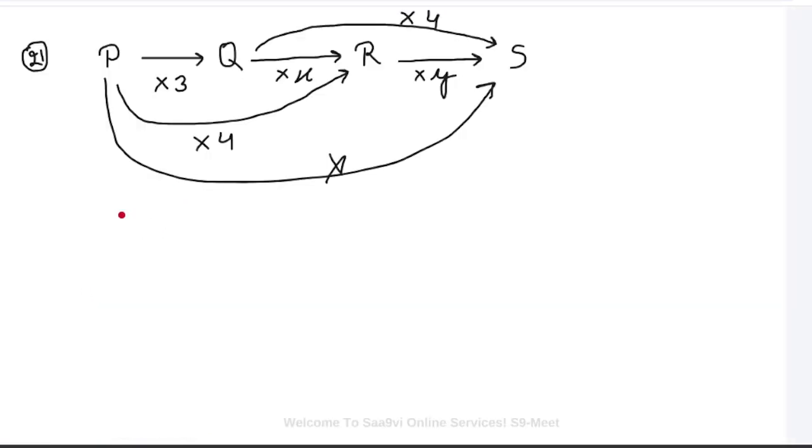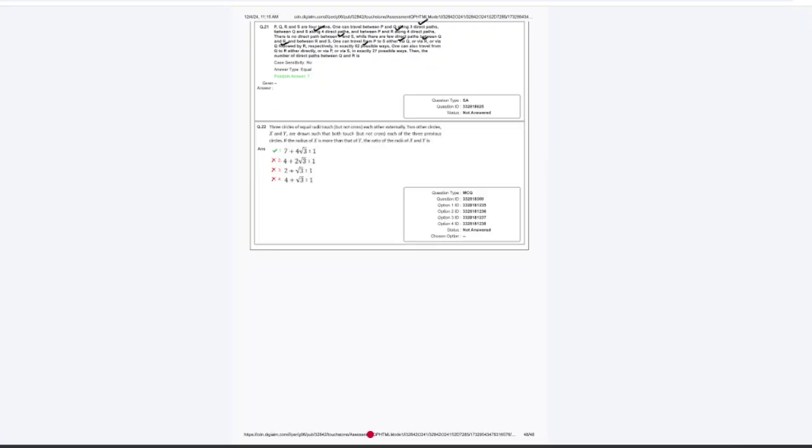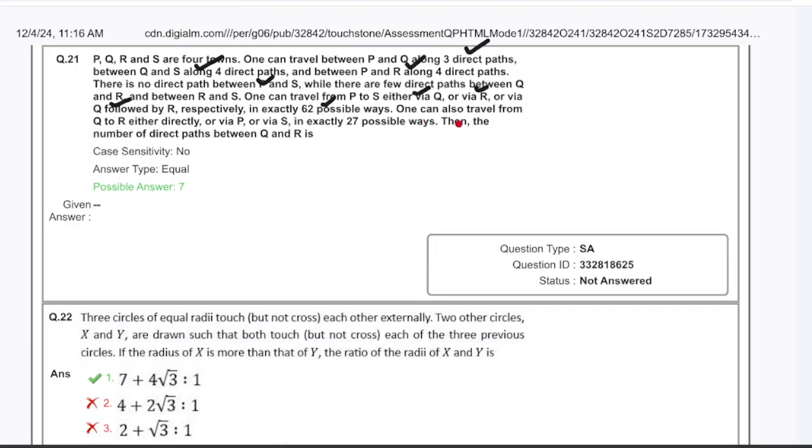Let's write this equation. One can go P to Q and Q to S, then P to R, R to S, and P to Q, Q to R, and R to S. The total number of ways that they are saying is equal to 62. Let's see the next information. One can also travel from Q to R either directly or via P or via S in exactly 27 possible ways.